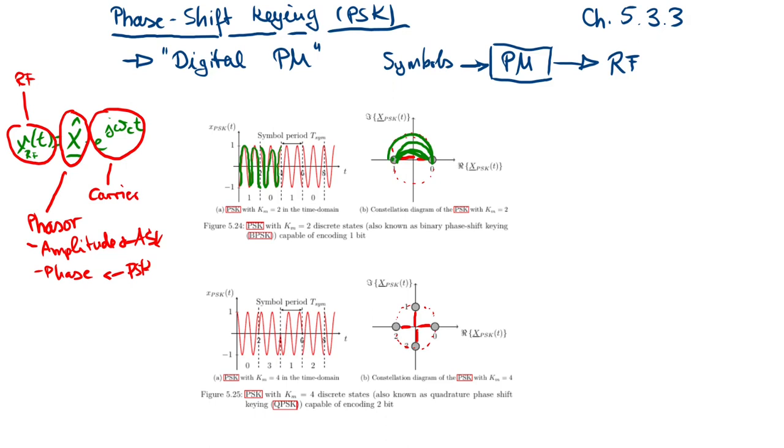And now we can add more states. So in the lower example, there are 4 discrete states, and we can again encode 2 bits of data in one symbol. Again, the symbol period is the inverse of the symbol frequency. Symbol frequency defines the bandwidth of the signal. So we can transmit more data within the same bandwidth.